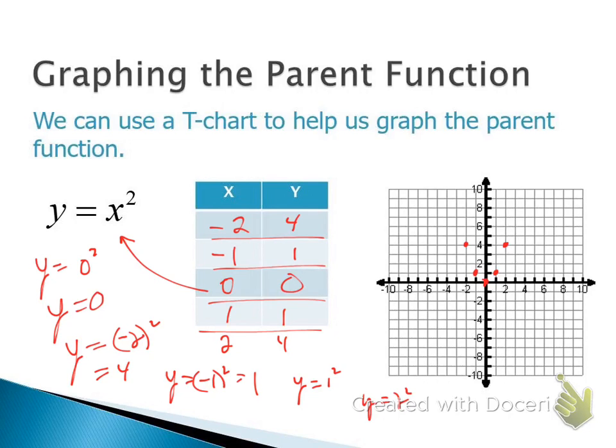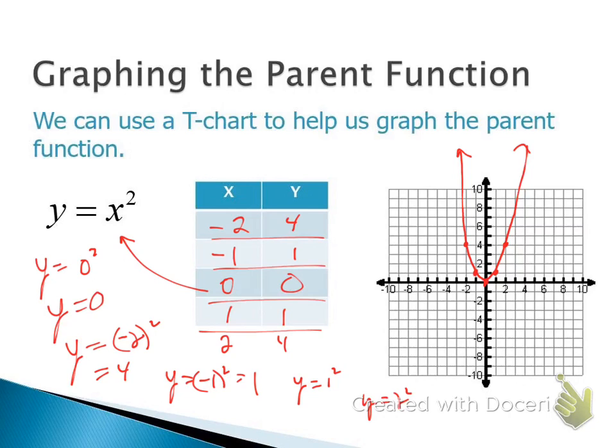So we can go ahead and draw our U. I'm trying to make it look like a U, not so much a V like this one does. Right? So go ahead and make this curved more and just make it a U. And that's your parent function. We want to take all of our other quadratic functions and graph them based off of the parent function. I'll show you how in just a minute. Okay? So take a look.